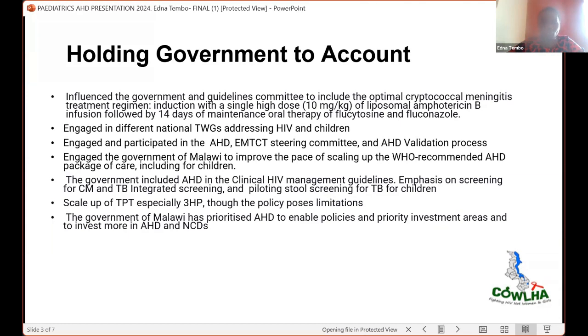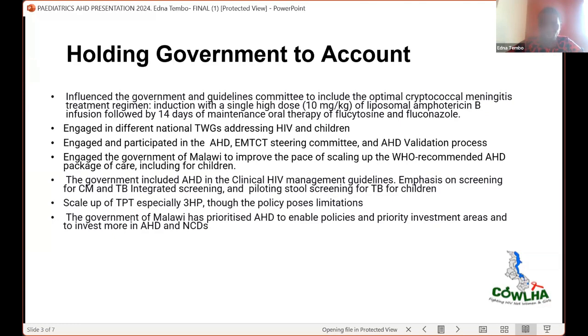We also engaged in different national technical working groups addressing HIV and pediatrics. We have the AHD technical working group, the pediatric HIV working group, and also HIV treatment, care, and support technical working groups, where we are members, and we are also invited every quarter to give updates and also get updates from implementing partners. We have also engaged and participated in the AHD and EMTCT steering group. As Coalition of Women, we were given that opportunity to be in this steering group of AHD and EMTCT. And also we take part in AHD validation processes in the country.